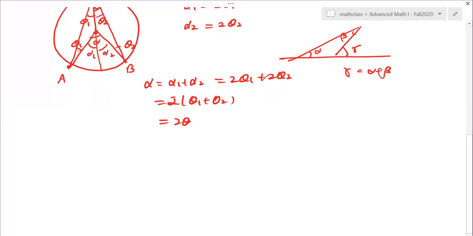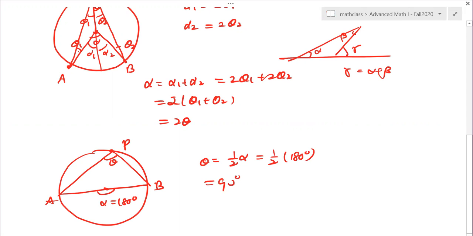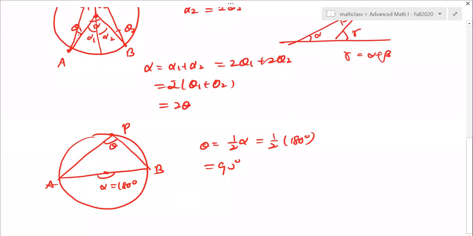The special case is when AB forms a straight line. This is where alpha is going to be 180 degrees. So in that case, this is point P, and this will be my theta. Theta should be half of alpha, which is half of 180 degrees. That is 90 degrees. So that means this is always a right angle.